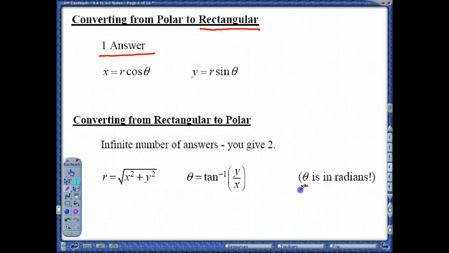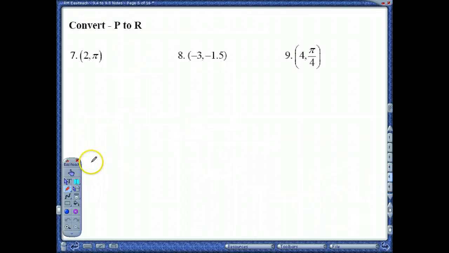Remember, theta has to be in radians, and make sure you graph your point first. If you don't want to graph it, at least figure out what quadrant you should be in so you get the correct theta written down. All right, so here we go.